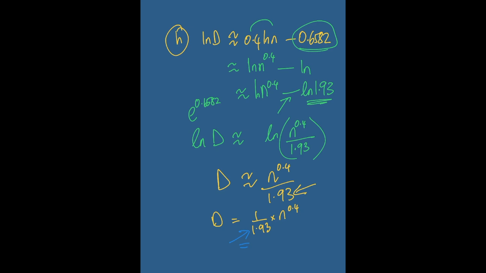That's the same as 0.518 n to 0.4. Either is acceptable. You can have said this or this. Except, what does the question say? Write the following without logarithms. Yeah, so either is okay. It's the same thing. I just, on my calculator, I just said what is 1 divided by 1.93, and that's the answer here. And remember, use it to 3 significant figures unless otherwise stated. So that's the end of that worksheet.